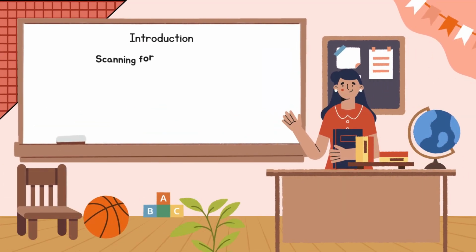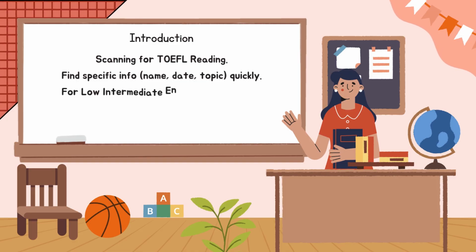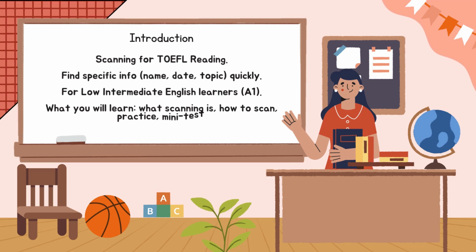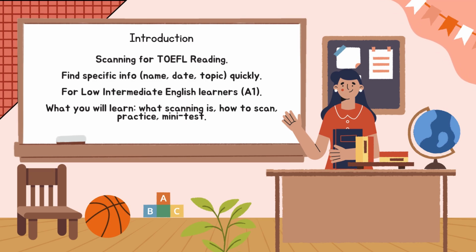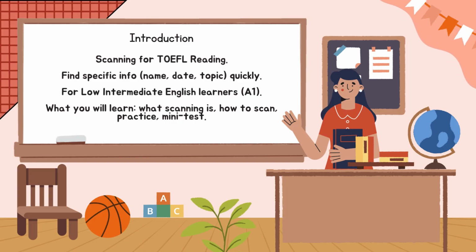The TOEFL ITP test includes questions that ask you to find specific information quickly, like a name, a date, or a topic in a reading passage. These questions are often at the end of a group of questions and might ask for a line number or a specific place in the text. Scanning is a skill that helps you find answers fast, without reading every single word.